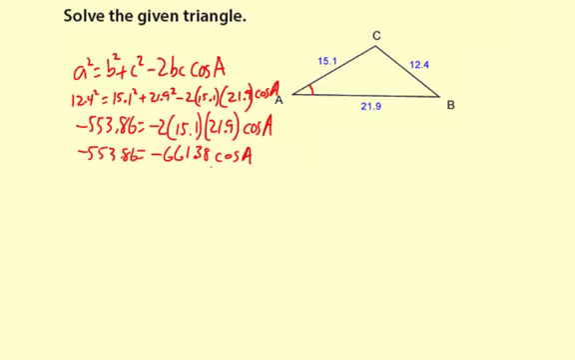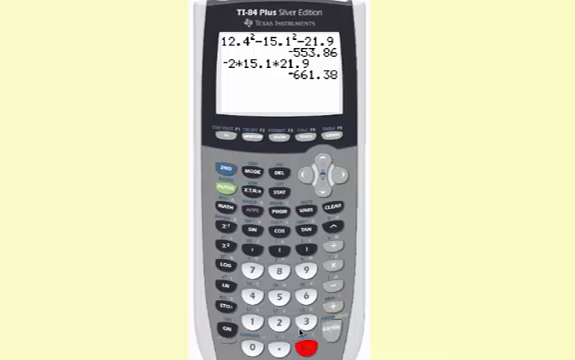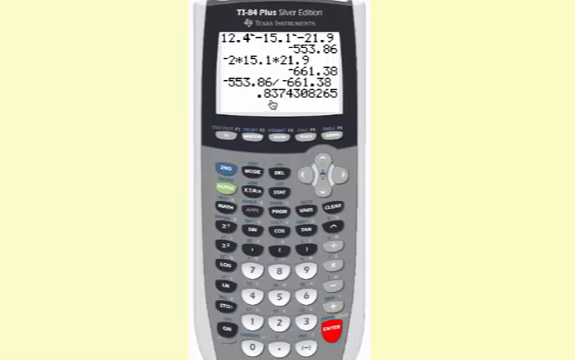Okay, next thing we want to do is get this cosine A by itself. So divide both sides by negative 661.38. So the cosine of A, so these cancel out, is going to be negative 553.86 divided by negative 661.38. That's 0.8374.